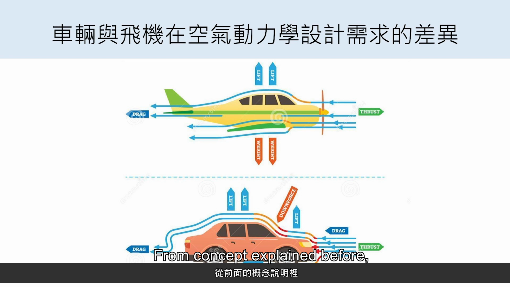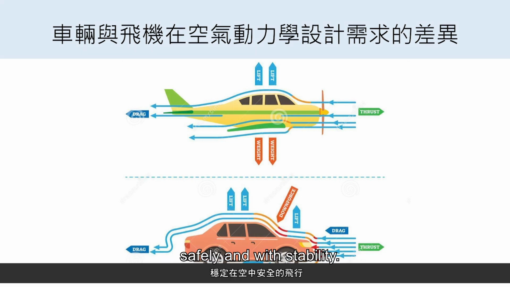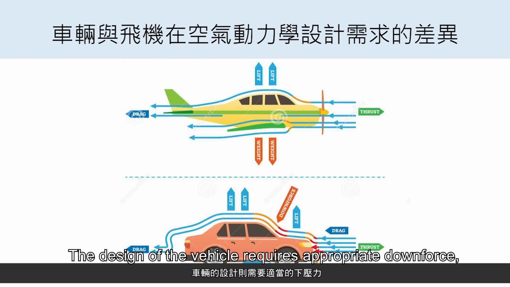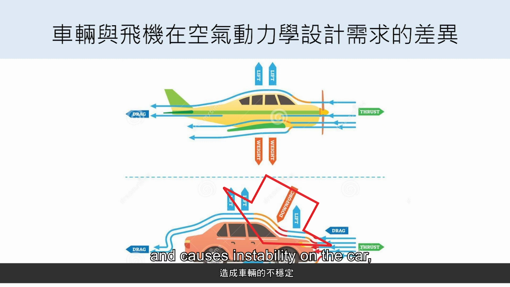From the concept explained before, you can see that the aerodynamic design of a vehicle is different from that of an airplane. In terms of aircraft design, when flying, it is hoped that the wings can generate a lot of lift when passing through the airflow to overcome the weight of the aircraft itself and allow the aircraft to fly mid-air safely and with stability. The design of the vehicle requires appropriate downforce so that when the vehicle is passing through high-speed airflow, it does not drift and cause instability on the car.